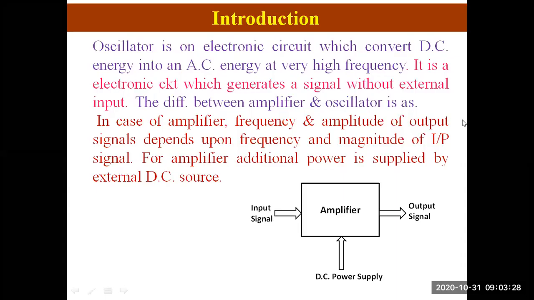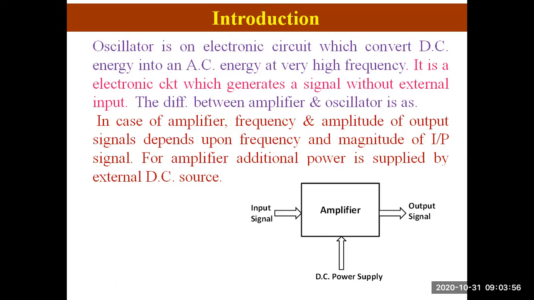Last time we have seen the topic number 2, oscillator. We know that, what is an oscillator? An oscillator is an electronic circuit which converts DC energy into AC energy at very high frequency. Also, we have seen the difference between amplifier and oscillator.